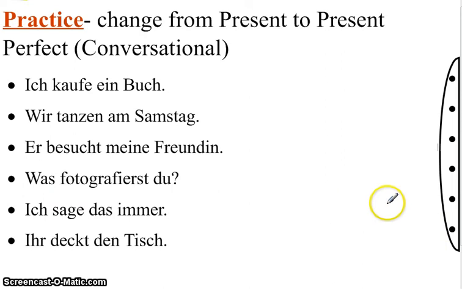So, try these on your own right now. They're currently in present tense, and your job is to put them in the present perfect or conversational past. So instead of saying, I buy a book, I want you to say, I did buy a book, or I have bought a book. So try these, pause, and when you're ready to check your answers, resume the video.